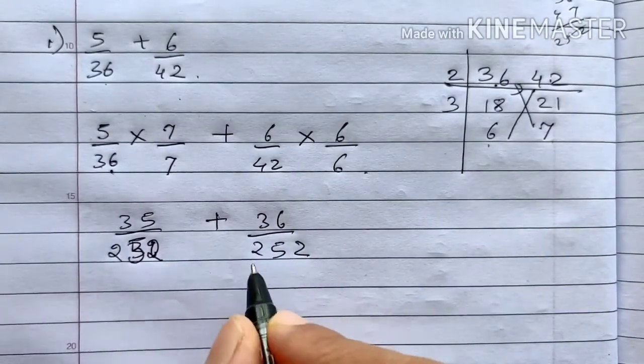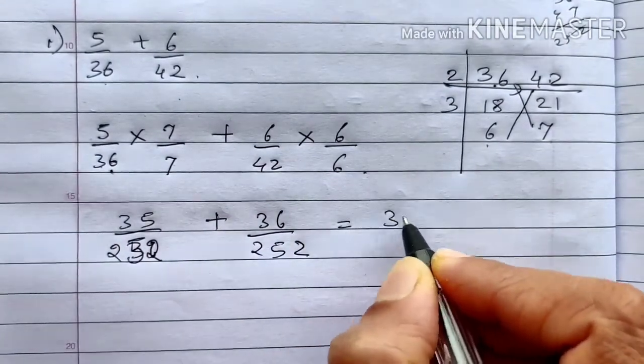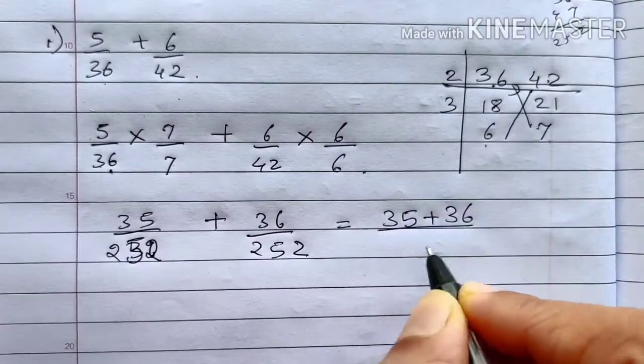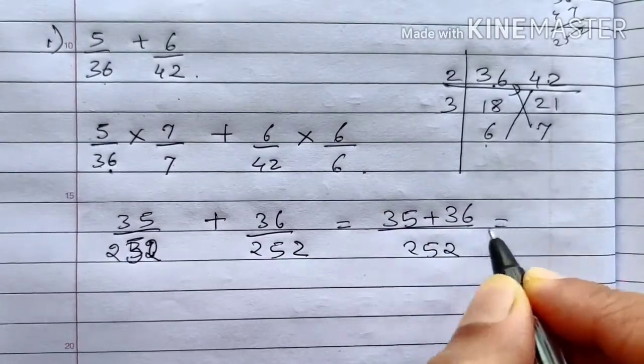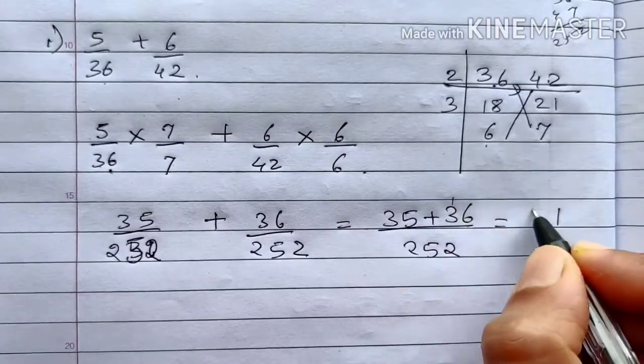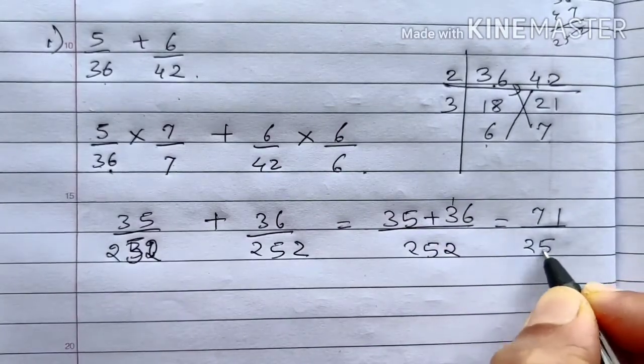So now you have the common denominator. So you can add. So you get 35 plus 36 upon 252. Okay. So your answer is 71 upon 252.